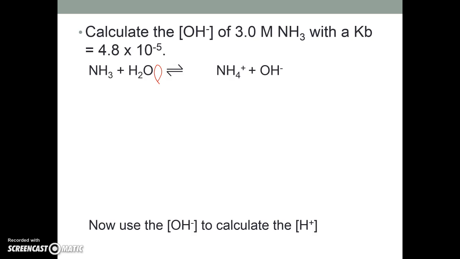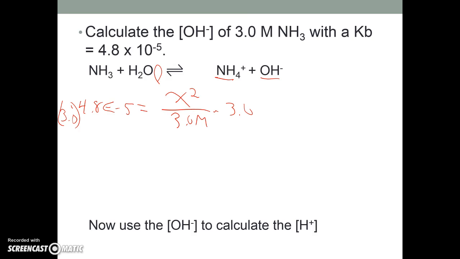So what are we going to do? We're going to say 4.8 E minus 5 equals X squared, because it's this times this. We don't know either one, but we know whatever they are, they're going to be the same, over the concentration of the base, 3.0 molar. And then you're going to get 3.0 out of the denominator. Sorry about the crummy writing, but it's really tough on this surface.